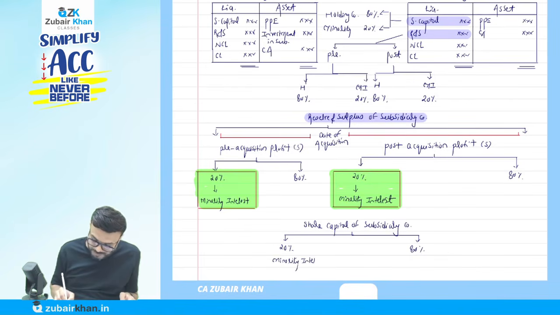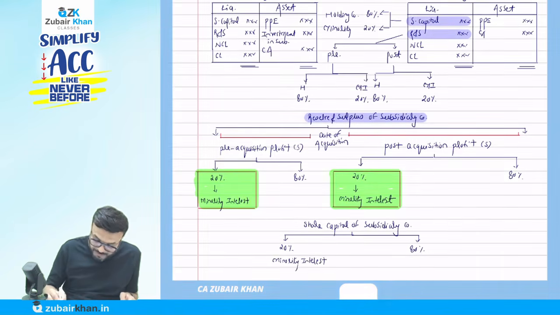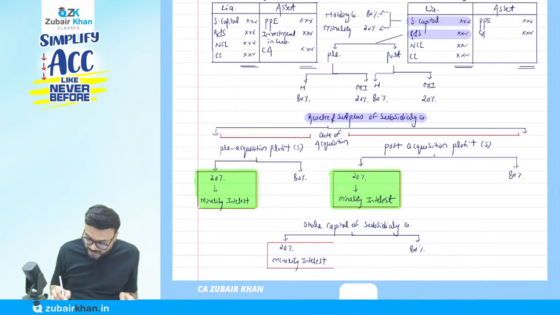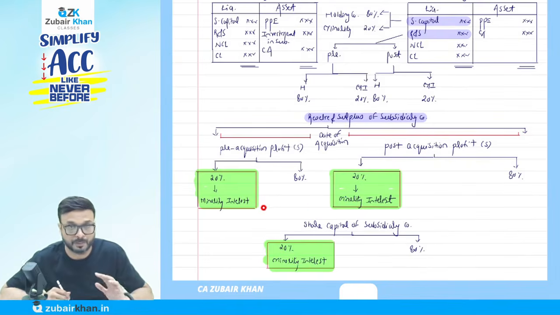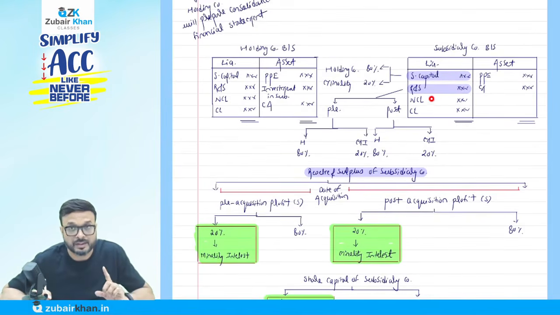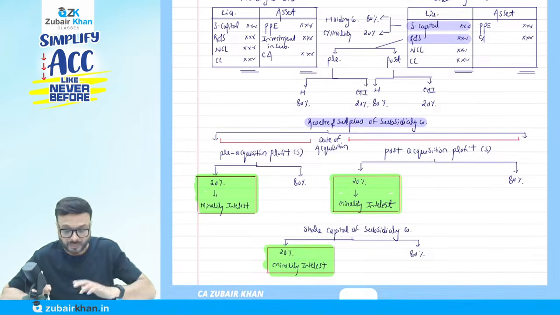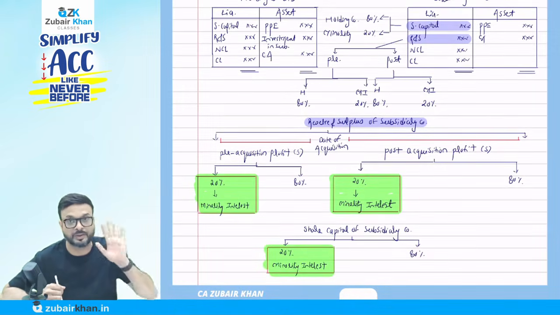So what is going to happen when I prepare the consolidated balance sheet? The share capital, reserve and surplus of a subsidiary company, we are not going to write down as share capital. These three points that I've highlighted belong to the minority interest. In the share capital, reserve and surplus, first I'm just talking about the minority. I will come to the portion that belongs to the holding company, don't worry. The portion which belongs to the minority, we are going to write down as minority interest in the consolidated balance sheet.